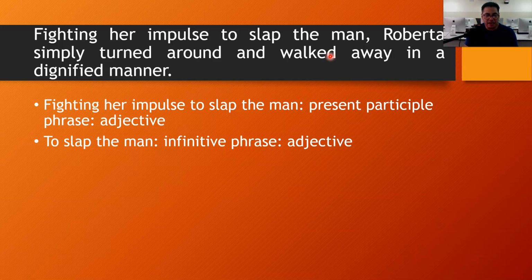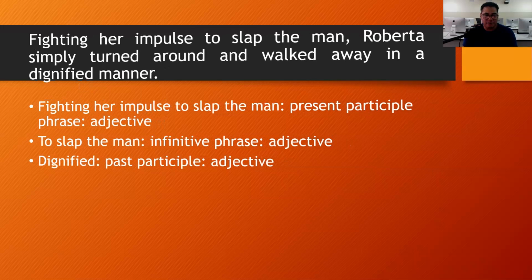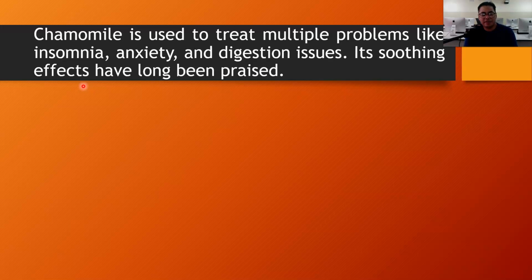And we don't have any more. Oh, yes, we have one more verbal in this sentence. Dignified. See, the ed is modifying manner. So I can see that dignified is a past participle, yes, acting as an adjective. And then we get to the last model in this guided practice.